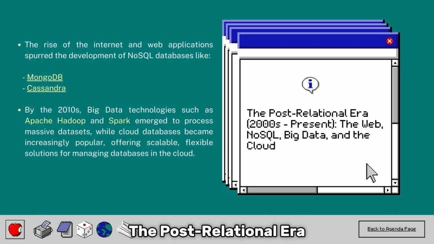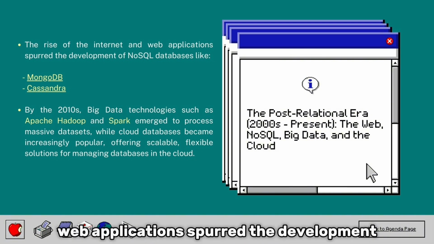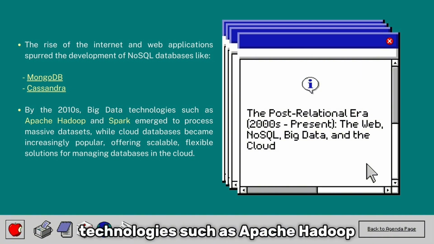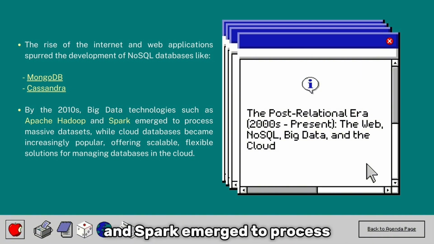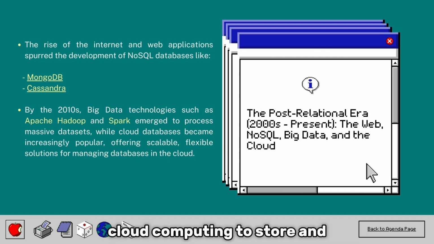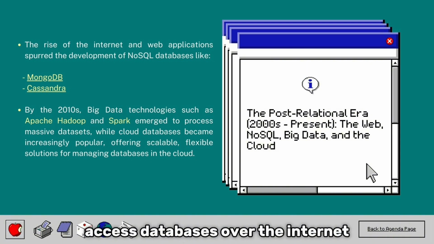The post-relational era, 2000s to present. The rise of the internet and web applications spurred development of NoSQL databases like MongoDB and Cassandra. By the 2010s, big data technologies such as Apache Hadoop and Spark emerged to process massive datasets, while cloud databases became increasingly popular, offering scalable, flexible solutions for managing databases in the cloud. So basically, it became common to use cloud computing to store and access databases over the internet.